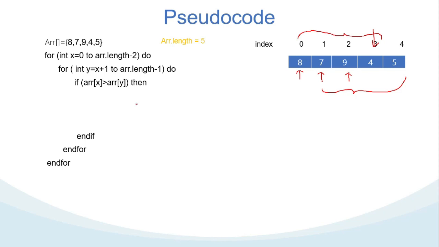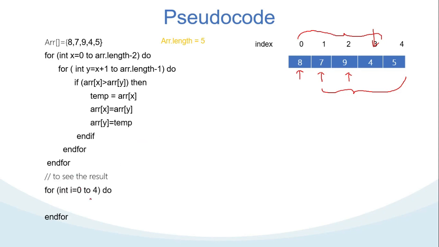To swap it, we can use another variable. So here I use temp. So I put the value of arr[x] into temp. Now I can use arr[x] to hold the value of arr[y]. And then I can use arr[y] to hold the value of temp. Here is the pseudocode. And if you want to know the result, then you can do the looping and traverse all the array from the beginning till the end.